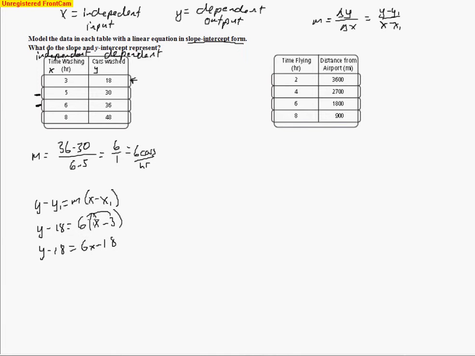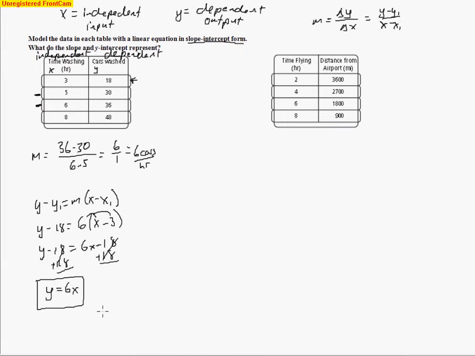And look what happens here. The constants end up canceling out. When you have the same term on both sides, when you do that opposite operation, they're going to cancel. So y equals 6x is the solution. So what does this mean? Well, the slope again was 6 cars per hour, and that's what they wanted us to represent. So what do the slope and y-intercept represent?